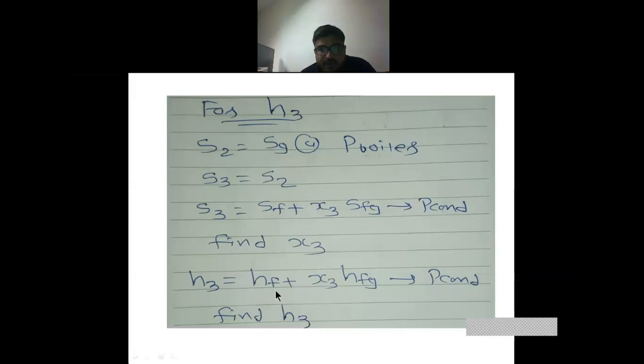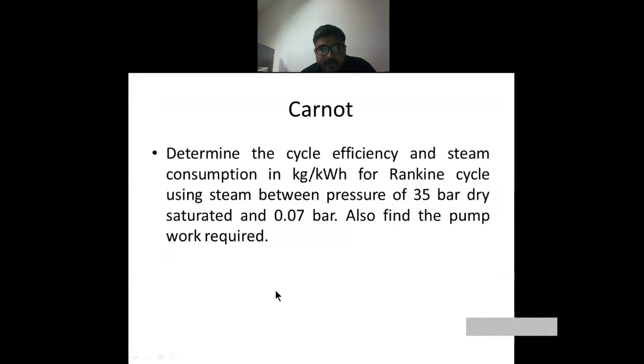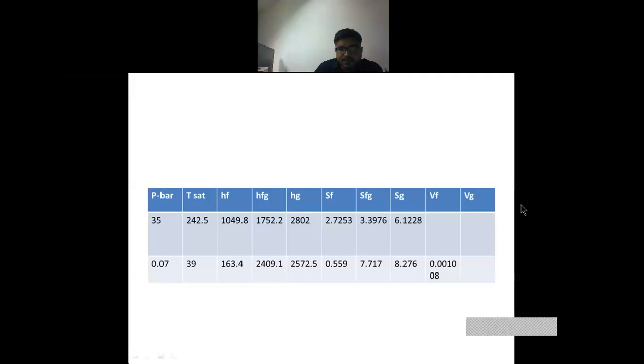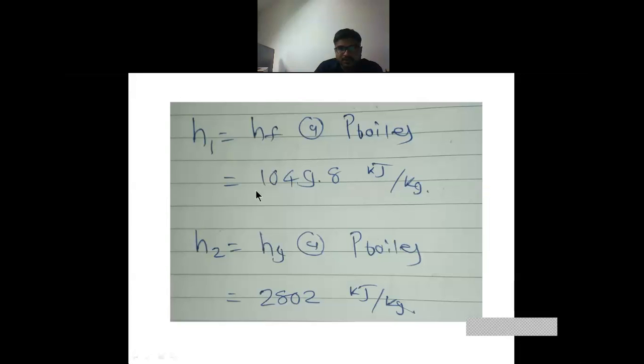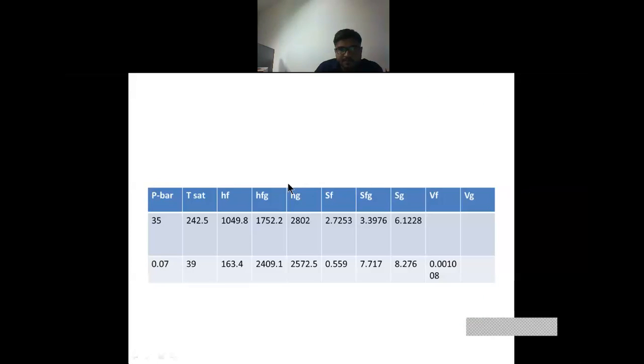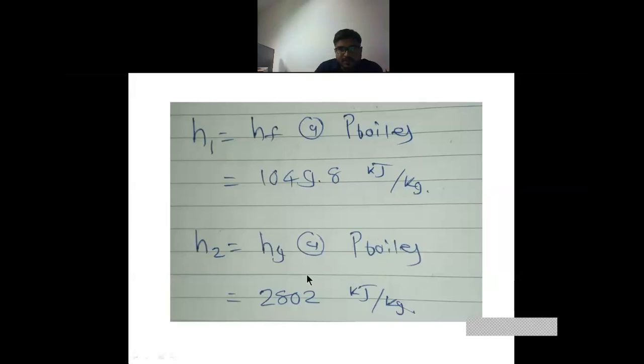Now we will solve a numerical, so you will get more idea. Here you can see these are the two pressures given, 35 and 0.07. This is the table according to that. So H1 is directly found. H is HF at P boiler, HF at P boiler is 1049.8. So it is easy to find this.